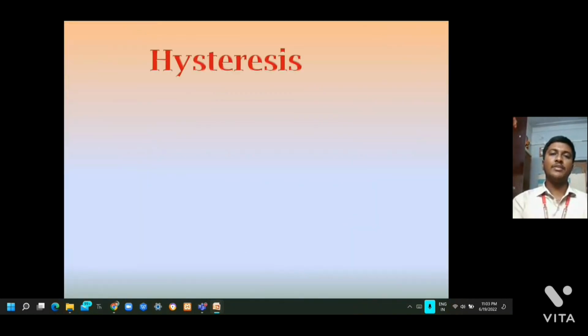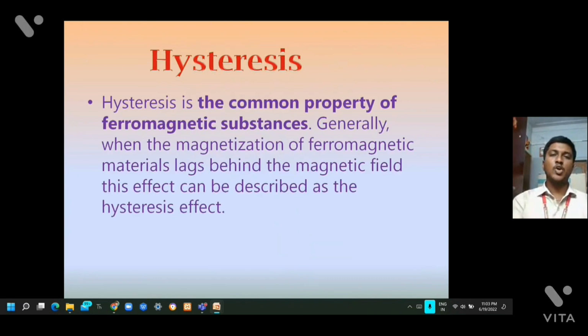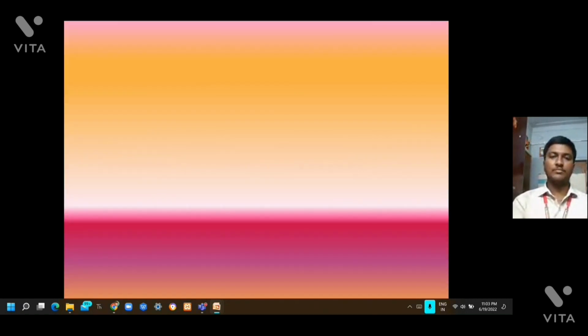Next, we have the term hysteresis. Hysteresis is a common property of ferromagnetic substances. Generally, when the magnetization of ferromagnetic materials lags behind the magnetic field, this effect can be described as the hysteresis effect. So what does hysteresis mean? When the magnetization of a ferromagnetic material lags behind the magnetic field, this effect is described as the hysteresis effect.